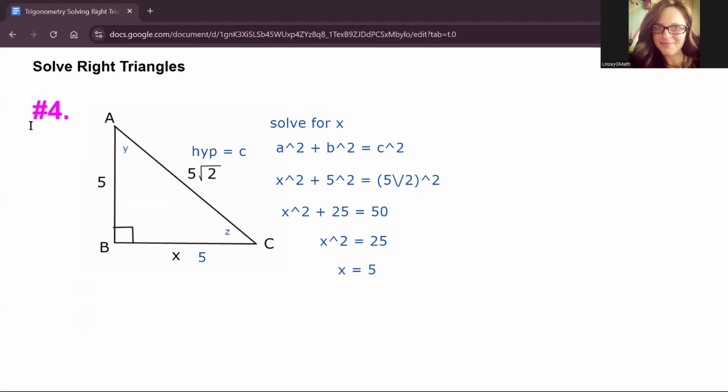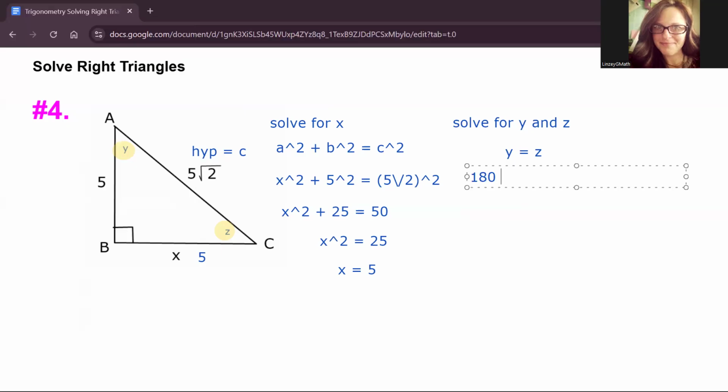We've got two equal sides. When you have two equal sides, you also have two equal angles. So to solve for y and z, y is equal to z. Equal sides, equal angles. We've got an isosceles right triangle.